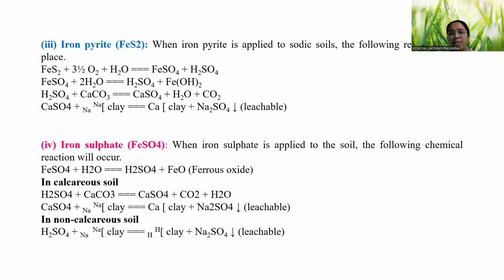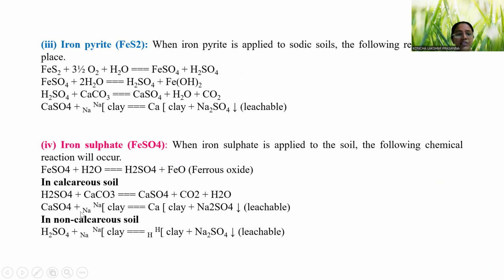Iron sulfate, that is FeSO4. When iron sulfate is applied to the soil, the following chemical reaction occurs. The ferrous sulfate reacts with the water and forms the sulfuric acid and ferrous oxide. In the presence of the calcareous soils, the sulfuric acid which is formed reacts with the calcium carbonate and forms the calcium sulfate and CO2 and water.